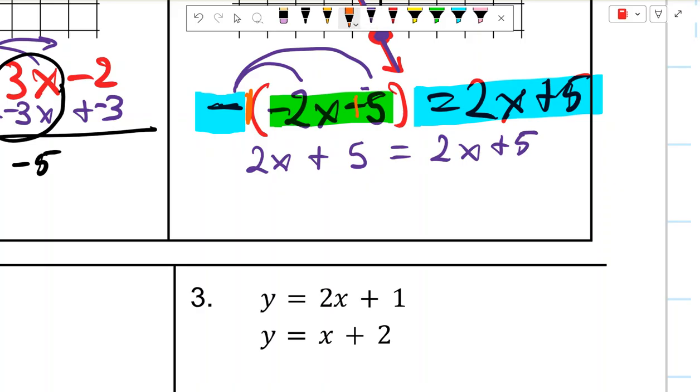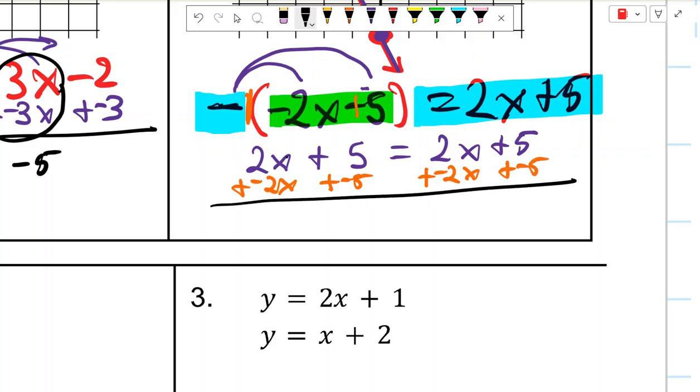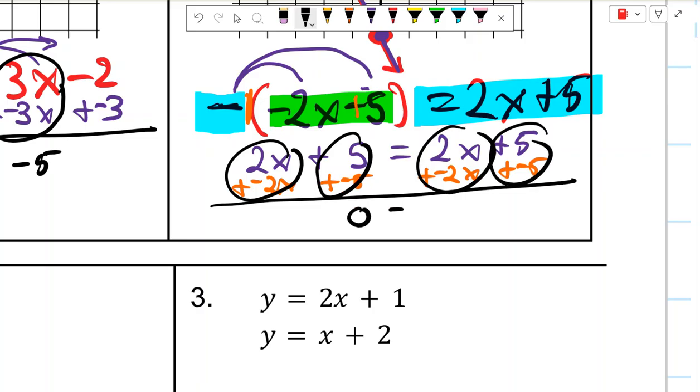And if we keep on going by adding negative 2x's to both sides to try to join the x's together, and then we add negative 5's to both sides to try to join the constants together, you can see that we have zeros all the way across. And that means 0 is equal to 0. And because that's a true statement, we know that's an infinite solution.